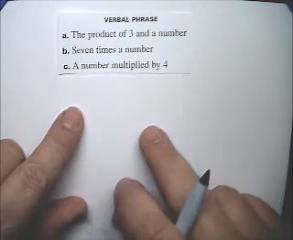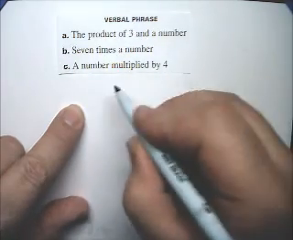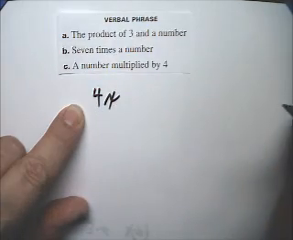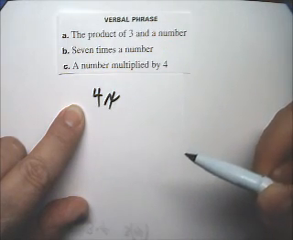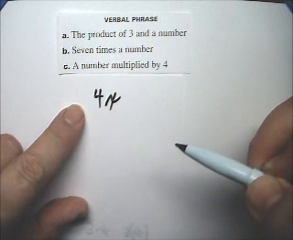A number multiplied by 4. Here's a number, and if we multiply it by 4, that's it, 4x. It's 4 of these things. So if this is a 2, it's 8. And so forth.